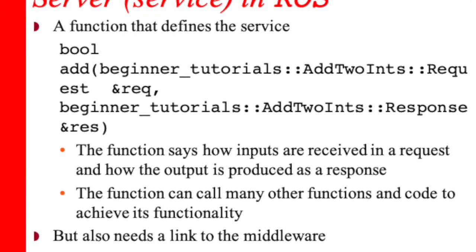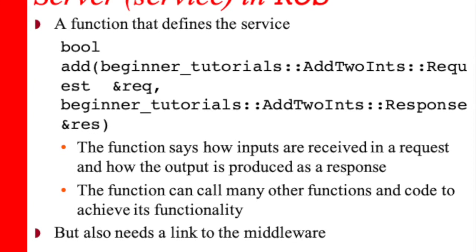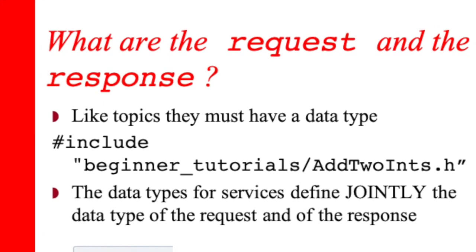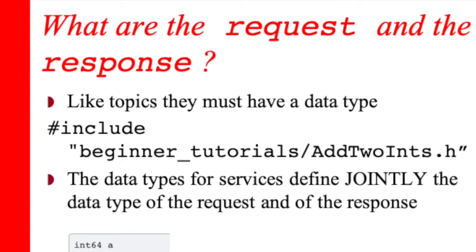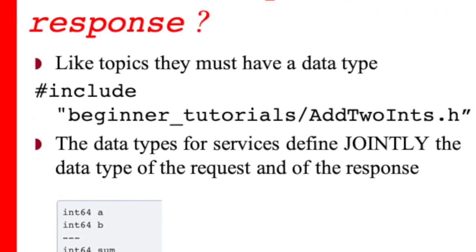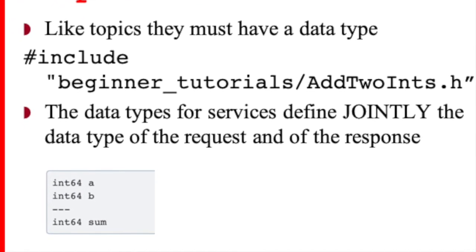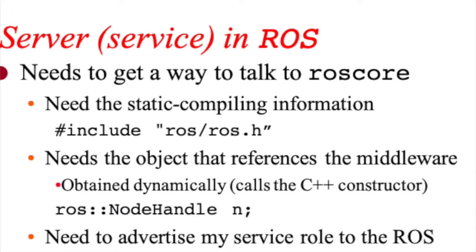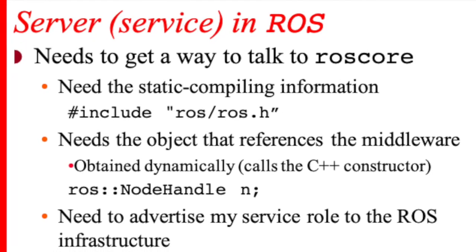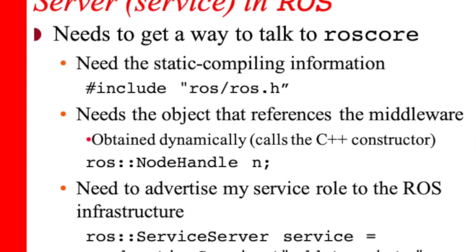If a node hosts a service, we're going to also have to include and program the common elements of the ROS middleware. But for the request and the response, we're going to have to define the data type of the service. And in ROS, both the data type of the request and the response are defined in the same file. Like any ROS node, we're going to have to include the ros.h file for the ROS infrastructure. We're going to have to invoke a constructor to get a ROS handle.